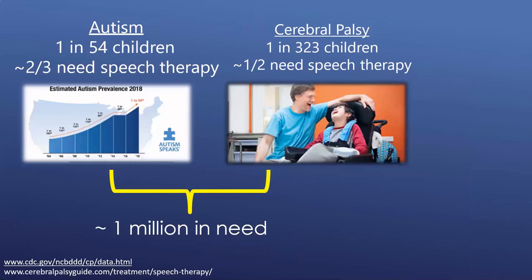Now, we need to narrow things down a little bit because nearly 1 in 12 of us have had some form of speech or language problem at some point in our lives. And so initially, we have to focus on the most severely affected. You've probably heard of autism. It's an incredibly common neurodevelopmental disorder affecting 1 in 54 children in the US, and nearly 2/3 of them need speech therapy. Cerebral palsy is the most common movement disorder in children, and nearly half need speech and voice therapy. Even if we exclude all other populations that might need speech therapy, that's over 1 million children in need in this country alone.